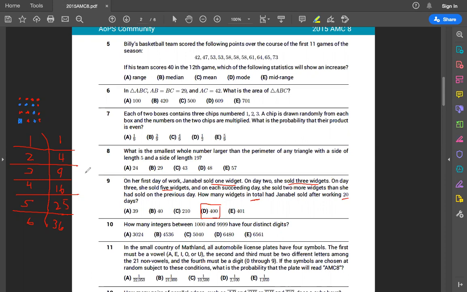So we need to make sure we differentiate between widgets per day and total widgets. So the number of widgets is going up by 2 each day for the number she sells that day, but the total is going to the next square number. Does that answer your question? If anyone else is confused, let me know.